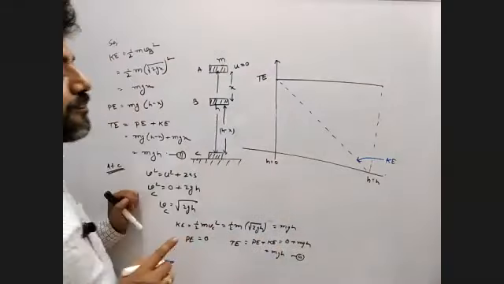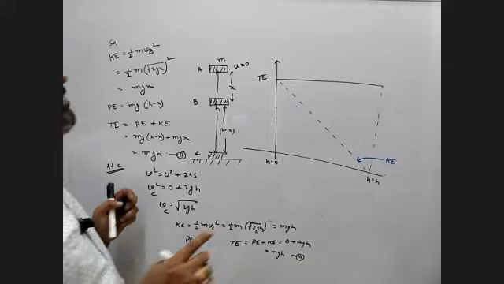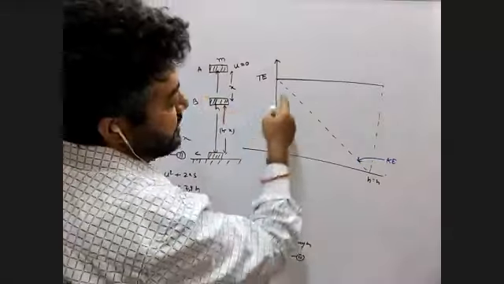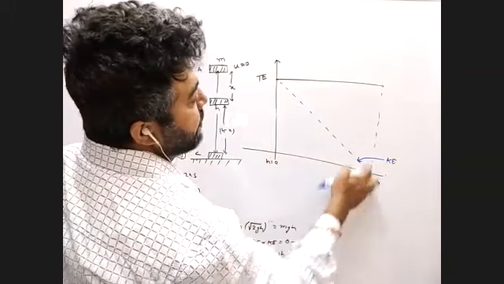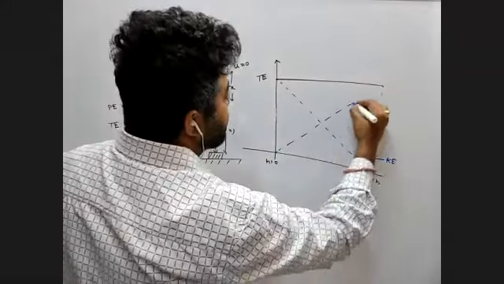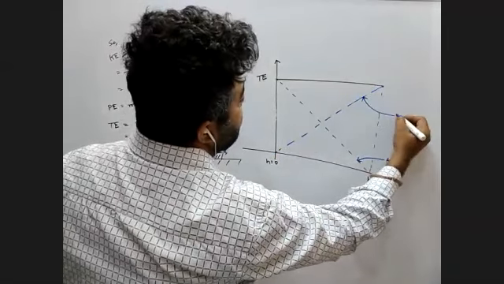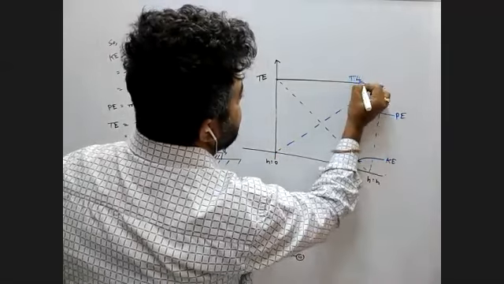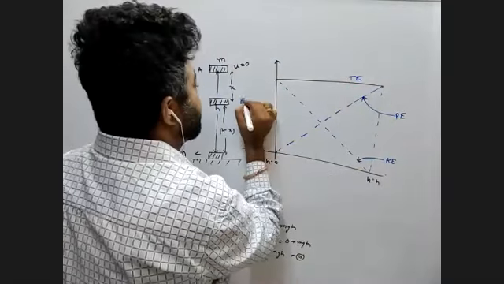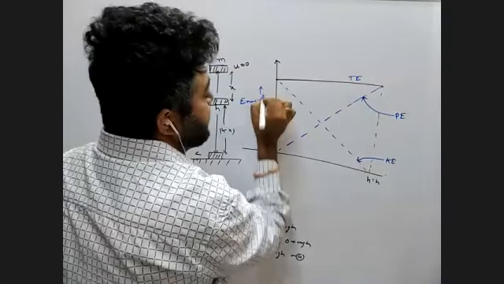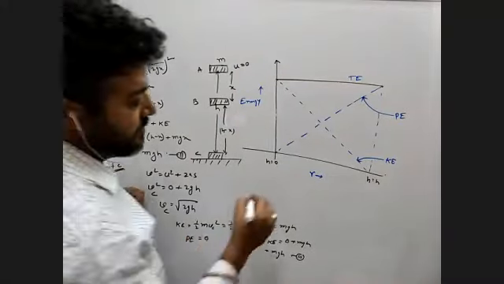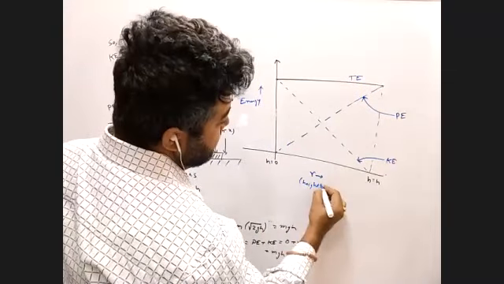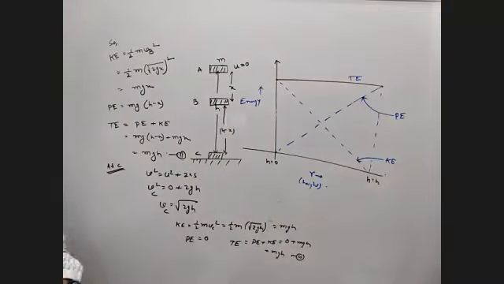And when the height is maximum, kinetic energy is 0. Now the reverse: when the height is 0, potential energy is 0. When the height is maximum, potential energy is maximum. So this one is your potential energy, this one is the total energy, and this is the energy. And this is the distance, or you can write height. Is it okay?